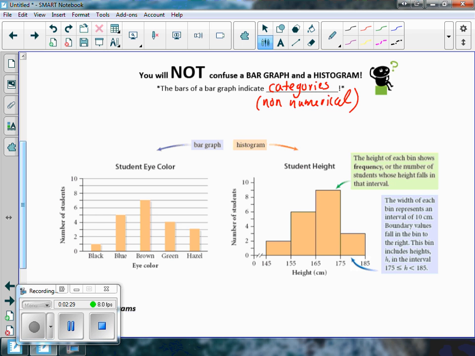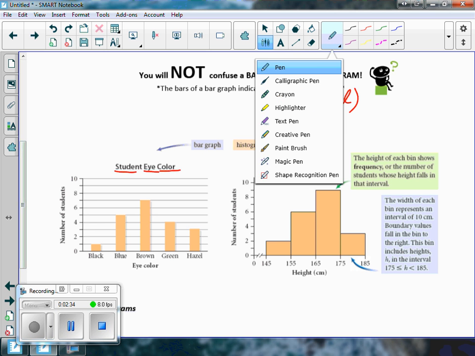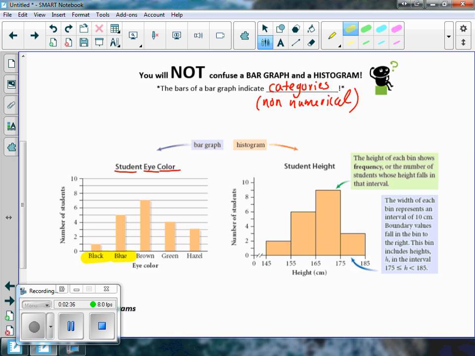So for instance, if we're comparing student eye color, and we have a few different eye colors on this graph. We have black, blue, brown, green, hazel. Black, blue, brown, green, hazel are not numerical representations. Those are what are called categories. Those have nothing to do with numerical representations. You could not have a range from black to blue, from blue to brown, from brown to green, from green to hazel. You either have those eyes and there's really nothing in between.